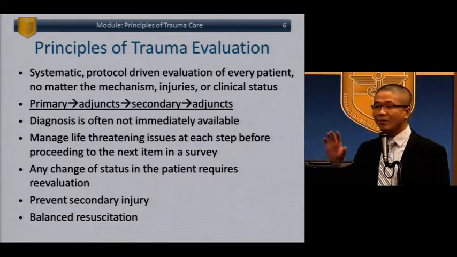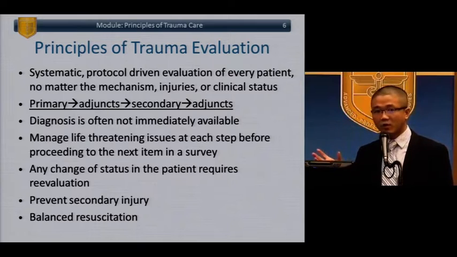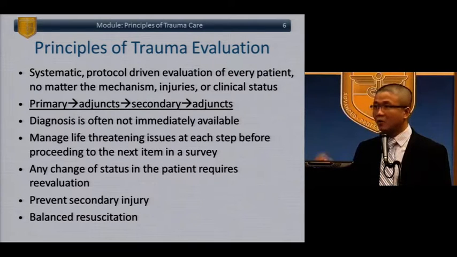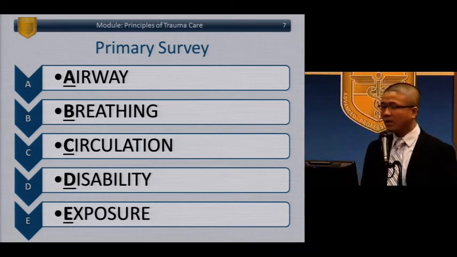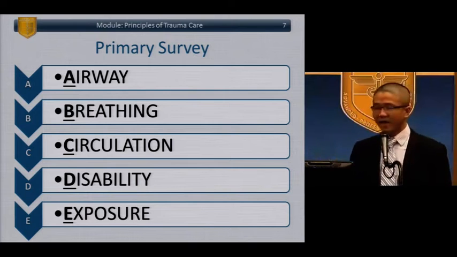We now have permissive hypotension, as long as we think that the gross overall perfusion is maintained, because we are recognizing that there are untoward effects of over-resuscitation. If you remember back to your ventilation module, it's the very same concept for ARDS patients, where we have permissive hypercapnia. All right, very familiar slide to everybody: airway, breathing, circulation, disability, and exposure.